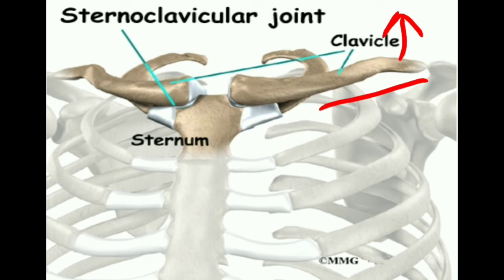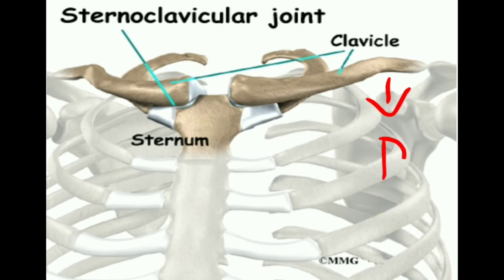The word itself is explanatory. No need to memorize this by heart. So the lateral end of the clavicle moves upward. And when the lateral end of the clavicle moves downward, that is depression. So when the lateral end moves downward, it is known as depression. When the lateral end moves upward, it is known as elevation.